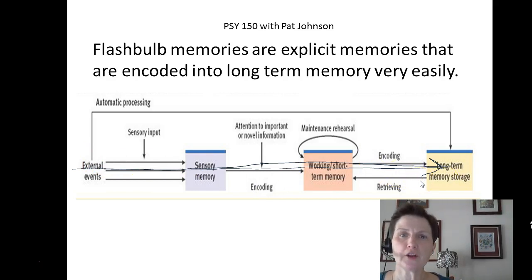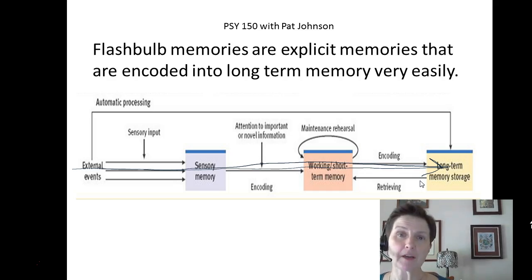If you know anyone who is, let's say in their 60s or older, ask them where they were when John F. Kennedy was shot in 1963. And they will probably have just as vivid of a memory of that as people who are in their late teens and early 20s have of 9/11. So that's an example of just how strong and long-lasting a flashbulb memory is.